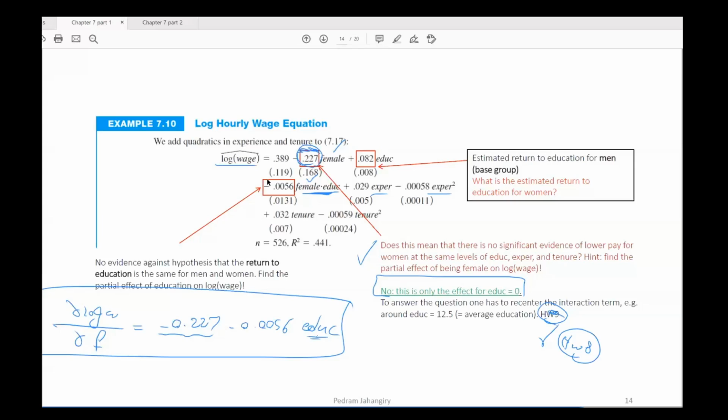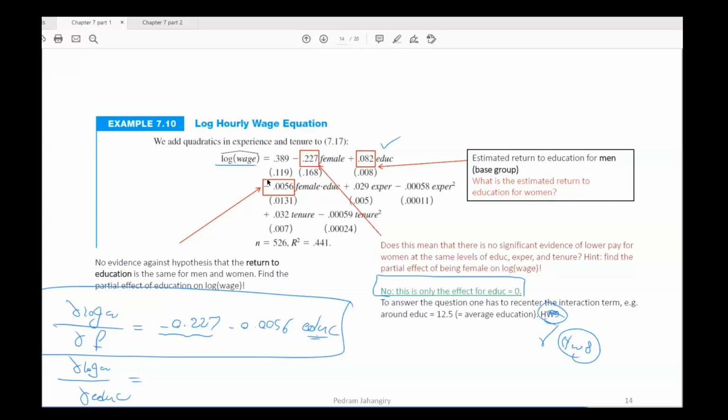Another thing, now how can I interpret this one? Estimated return to education for men, the base group. What is the estimated return to education for women? So we are going to say return to education. So let's take the derivative with respect to education. Again, log wage to education. If I take the derivative with respect to education, then what do I have? Sorry, let me erase all these things that I don't want to use further.